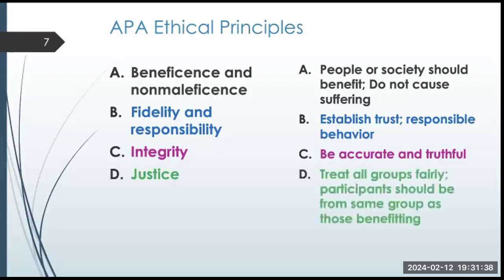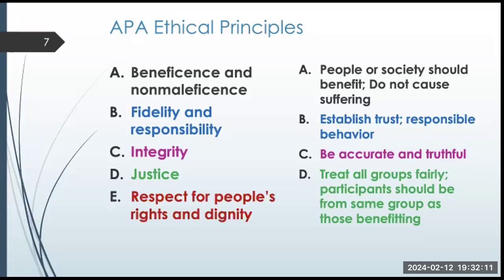Justice, we talked about this one already. The idea is that you should treat all groups fairly, right? You shouldn't be targeting a group that is vulnerable, and participants should be from the same group as those benefiting. So again, you should not be looking at a vulnerable population who really needs money, or maybe children who don't know any better. The people who are benefiting from the research should actually be reflective of those who are participating in the research.